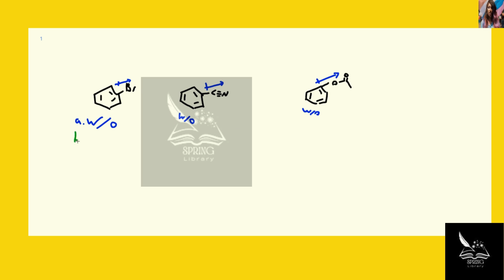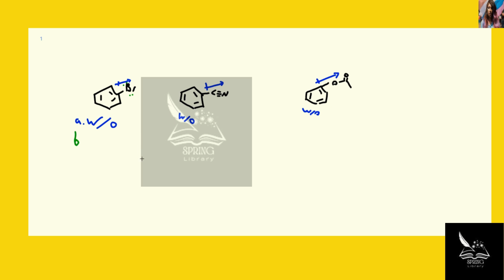In B, it's asking us, do the substituents donate or withdraw electron density by their resonance effect? The resonance effect is about having lone pair electrons and whether or not the lone pair electrons, if you do some resonance structures, will place a negative charge in the benzene ring or a positive charge in the benzene ring. So let's see what happens.